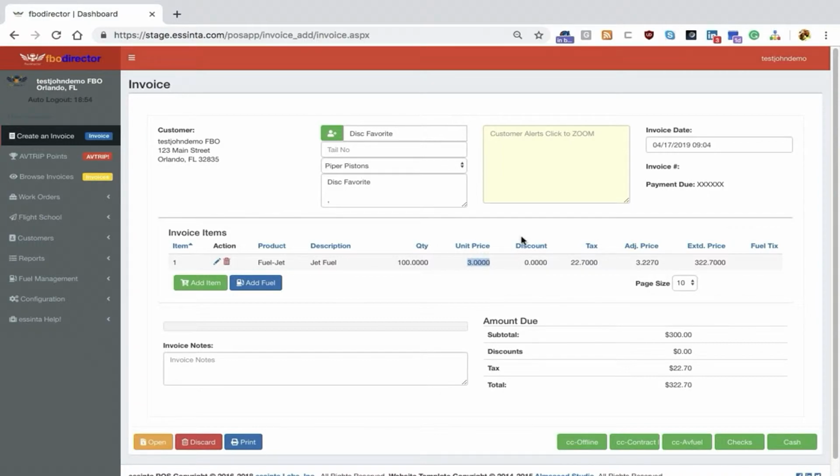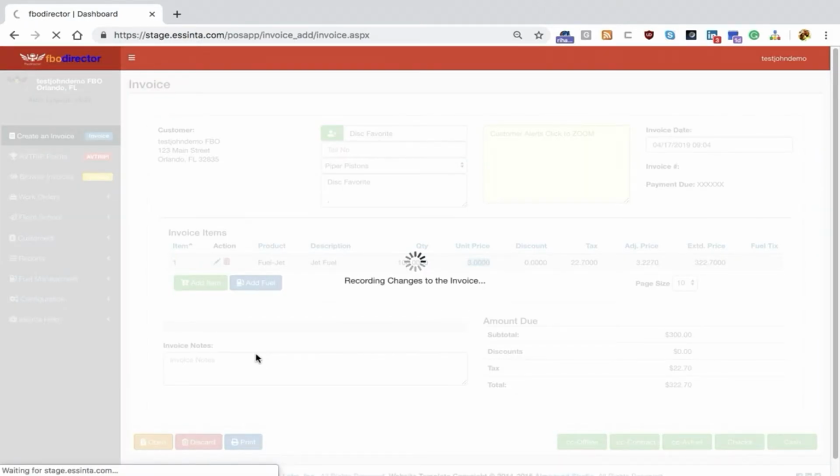So as you can see, the reason we take the time and effort to set up discounts ahead of time is so that our CSRs do not have to look at, quote unquote, the book at the front counter and know how to apply or what to do for a particular discount. And that's a quick overview of discounting in FBO Director.